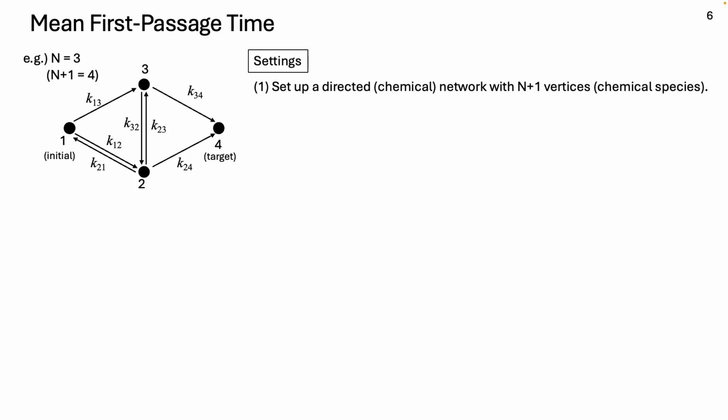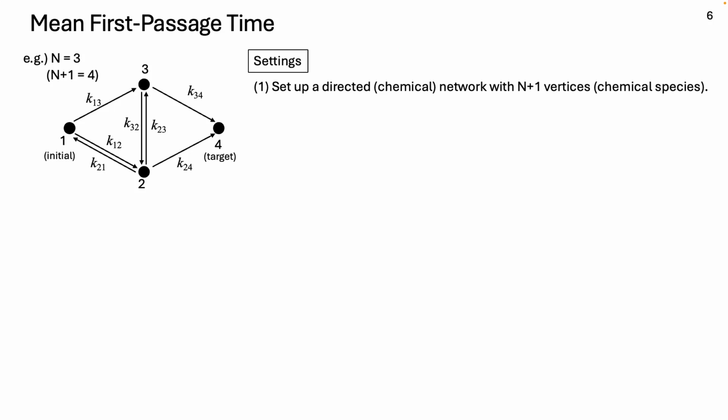For example, here is a chemical reaction network, where vertex 1 is the initial position and vertex 4 is the target. For the previous developmental system, you can imagine vertex 1 is stage A and vertex 4 is stage K, the final stage. And the setting of the problem is here.